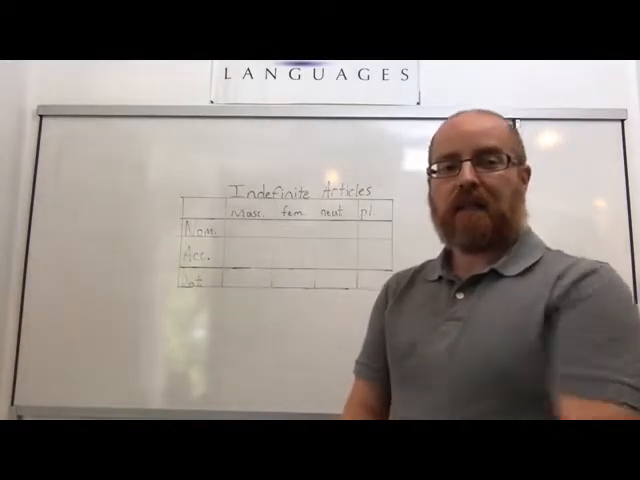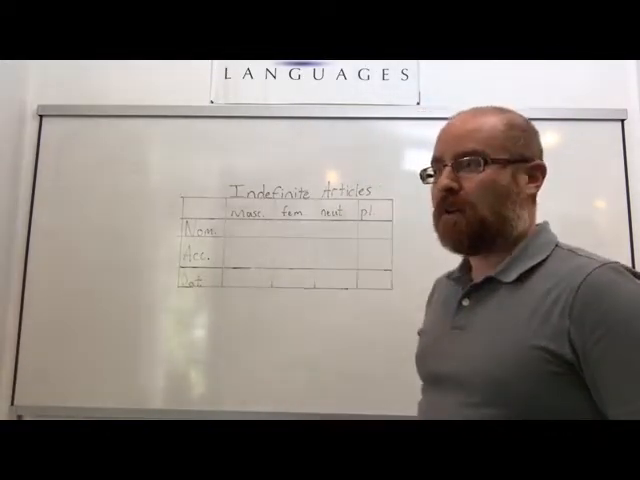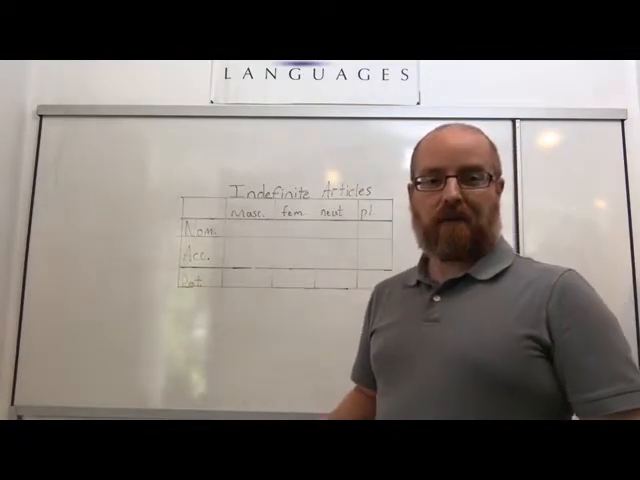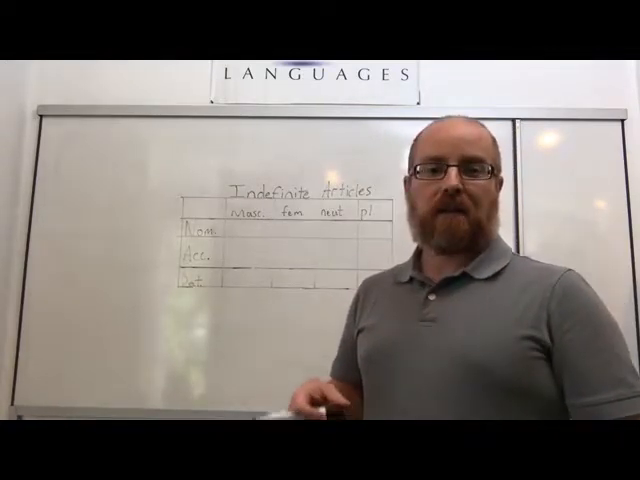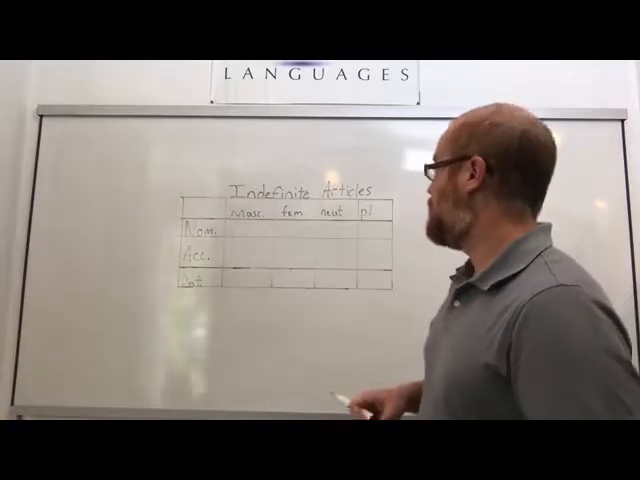Today we're going to talk about indefinite articles. Now, what are indefinite articles? In English, that is a or an. For example, a dog, a cat, or an elephant.